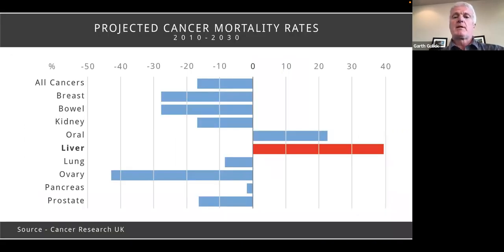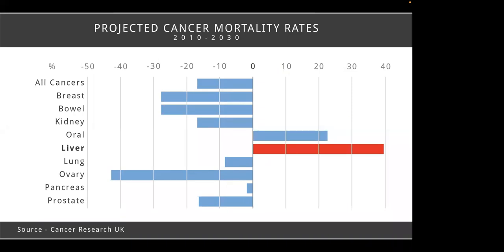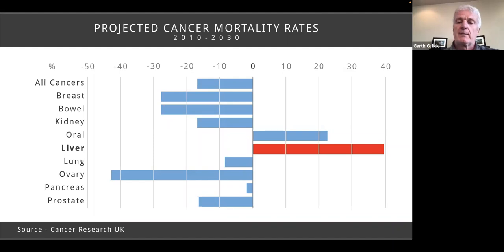And additionally, because of obesity, liver cancer is projected to increase by 40% in the US by 2030. And the oral is HPV induced. So these are going to be the two cancers that we see increase, I think, dramatically, sadly.